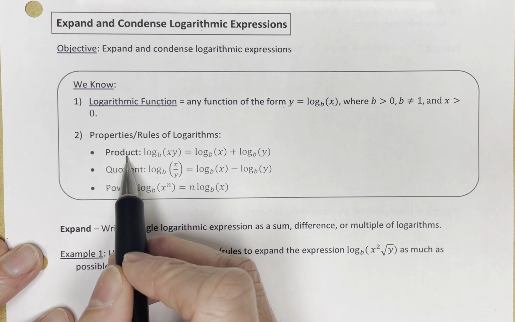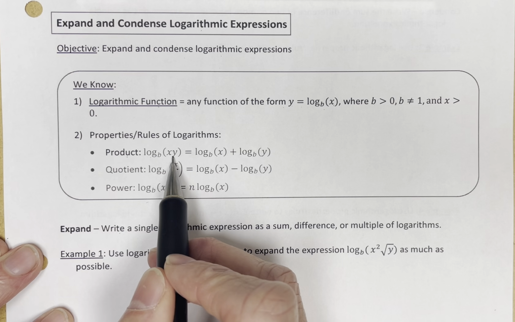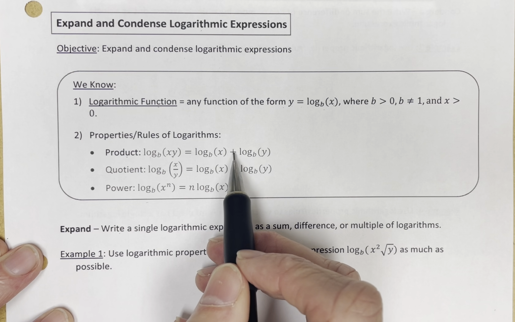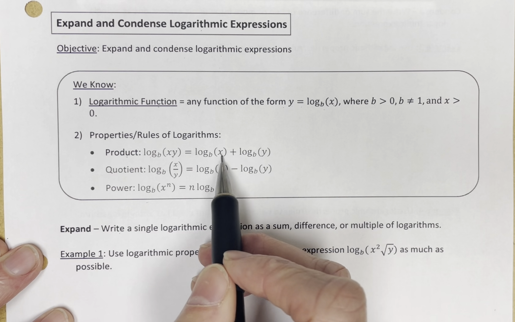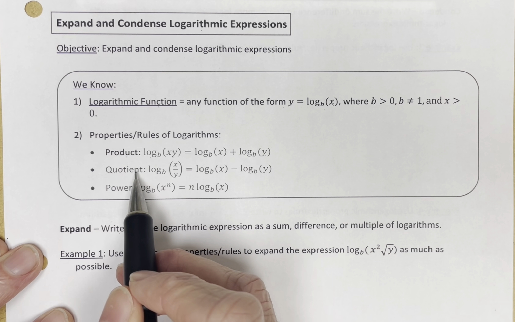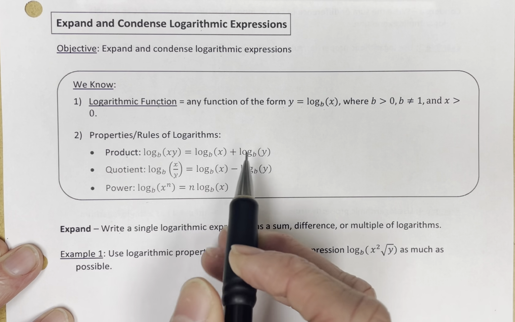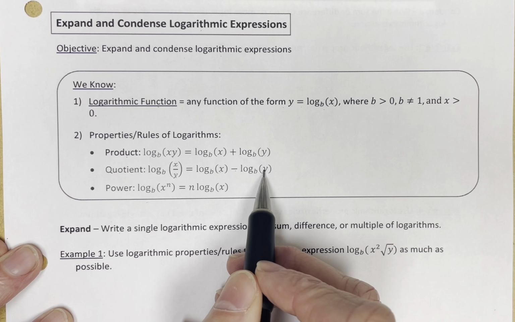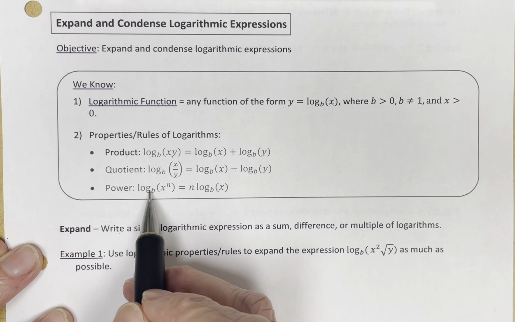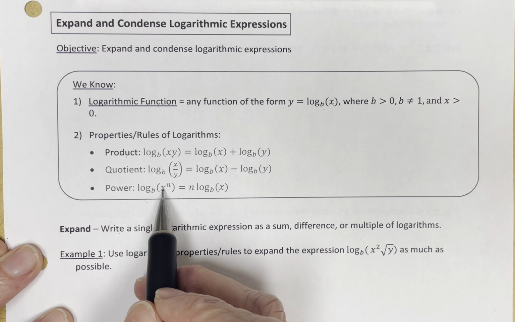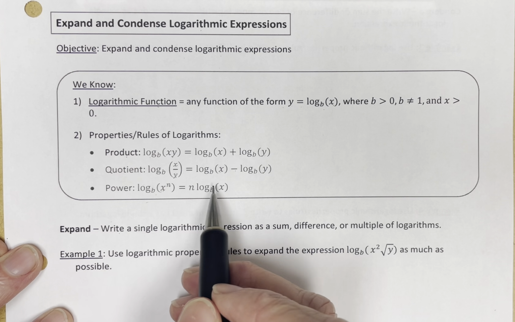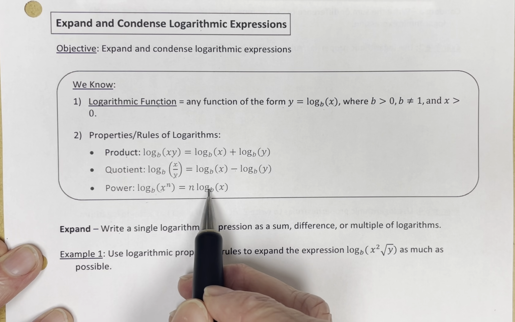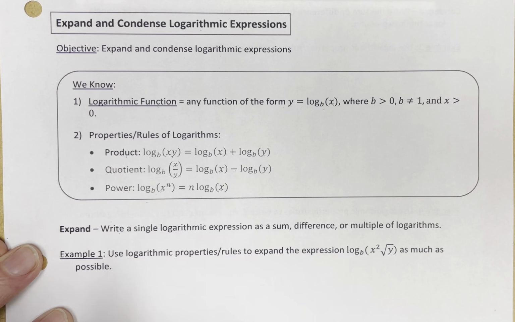We know the product rule. The log of a product is equal to the sum of the logs of the factors. The log of a quotient is equal to the log of the numerator minus the log of the denominator. And the log of a power, where the argument is raised to a power, is equal to the power times the log of the argument, what's remaining there, the power rule or power property.